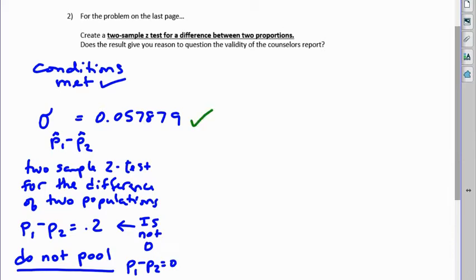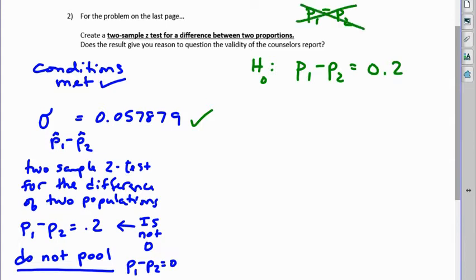So we're going to write our hypotheses. Okay, p1 minus p2 is equal to 0. Sometimes some people like to write it like this, and that's totally acceptable as well. But we don't think it's 0. We think it's 0.2, so actually that would have been a pooled situation. In this situation, we have to write it the way I am. p1 minus p2. Did they want to know if the school's one was lower, higher? They didn't say. So we're just thinking that it's not 0.2. So that's a two-tailed situation.